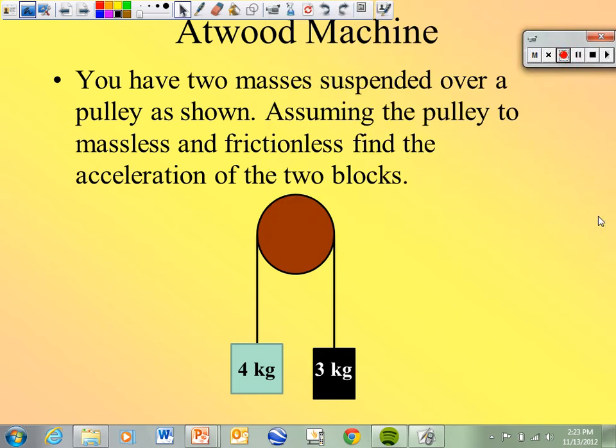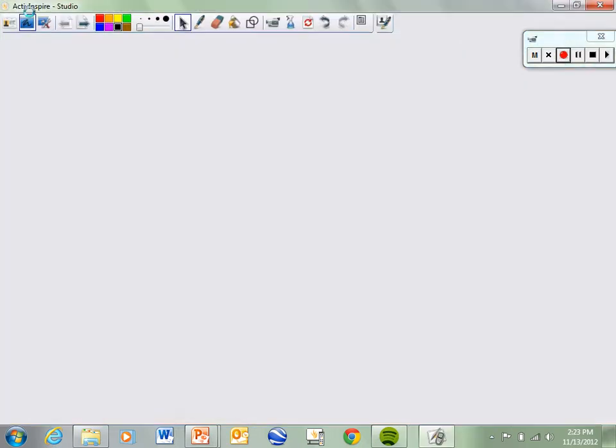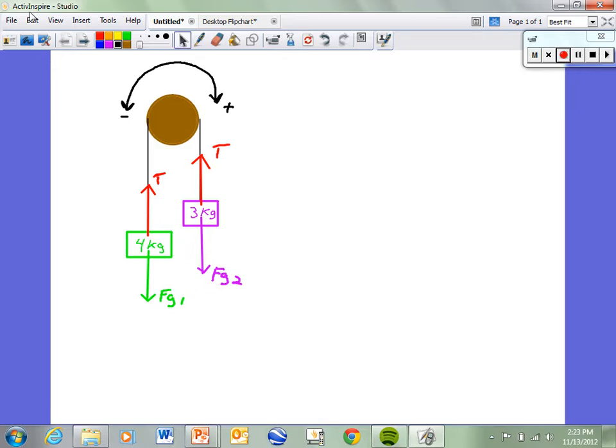This is the Atwood Machine example problem from the notes. In this particular situation, we have a pulley right here. A string is going over the pulley, and on one side we have a 4 kilogram mass, and on the other side we have a 3 kilogram mass. First step, as always in solving any of these problems, is to draw the picture. I did this on a separate sheet to give us a little bit more room.